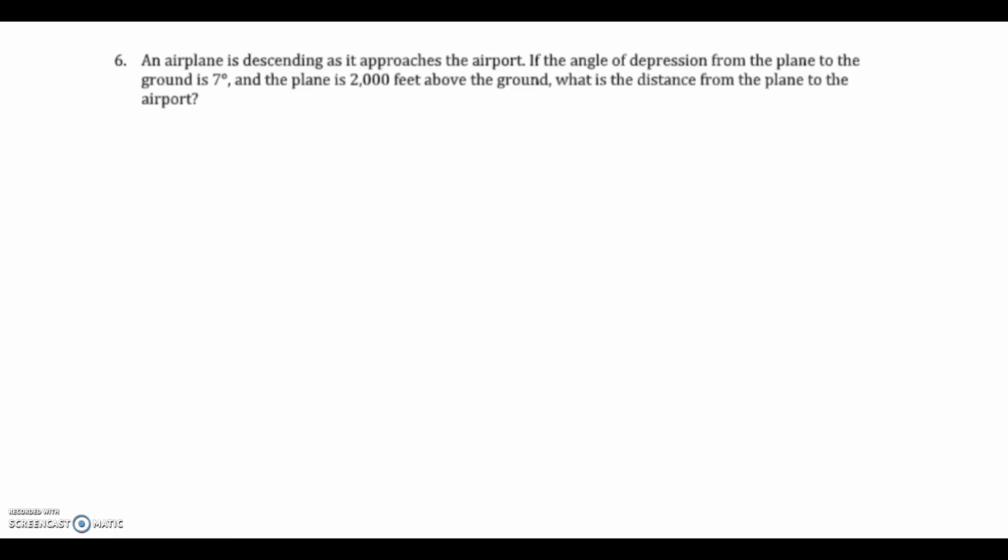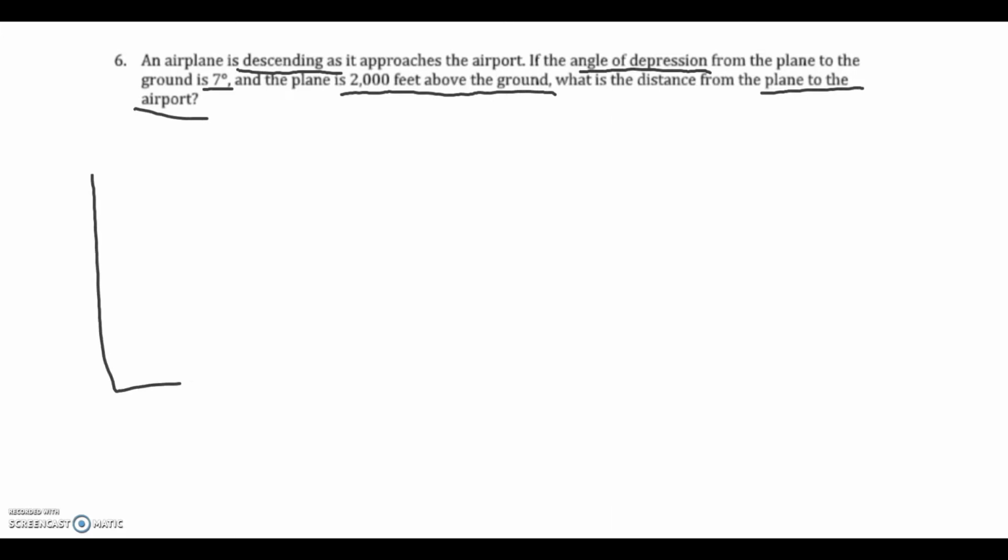This is 7.5 task number 6. It says an airplane is descending, so it's flying down, and it's approaching an airport. The angle of depression here is 7 degrees, and the plane is 2,000 feet above the ground. So what is the distance from the plane to the airport?